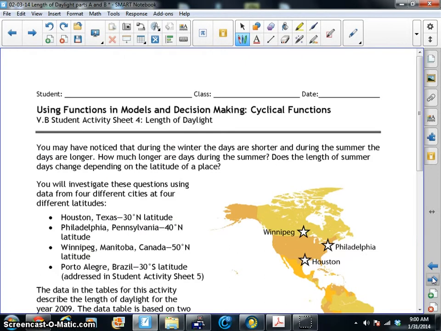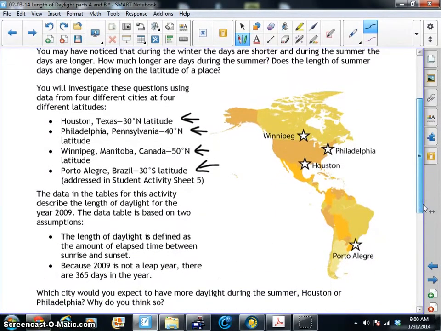So we have this little thing, length of daylight. We have several different cities. We have Houston at 30 degrees north latitude, Philadelphia at 40 degrees north latitude, Winnipeg at 50, and Porto Alegre in Brazil. I can't pronounce things too well. So we have all these cities.